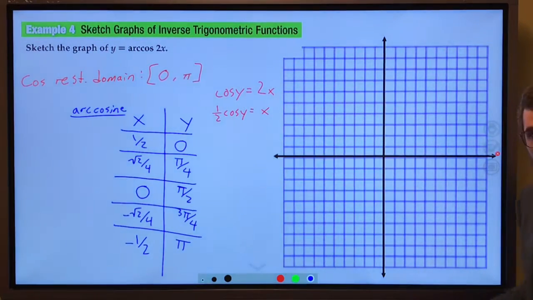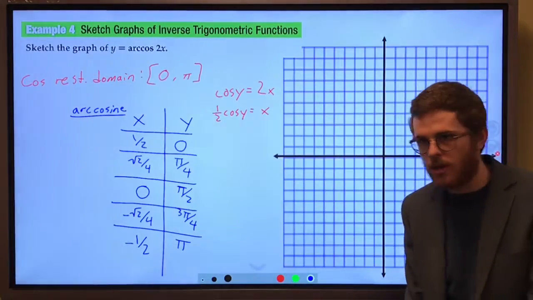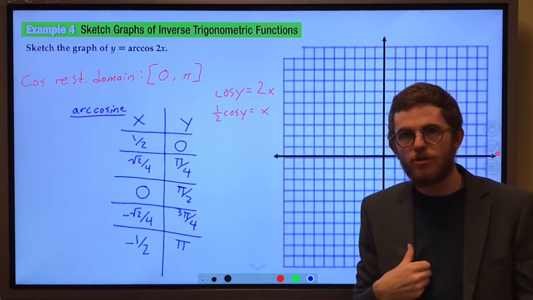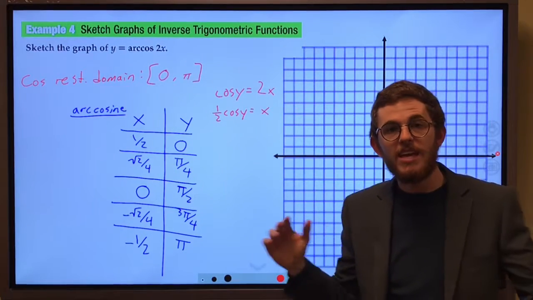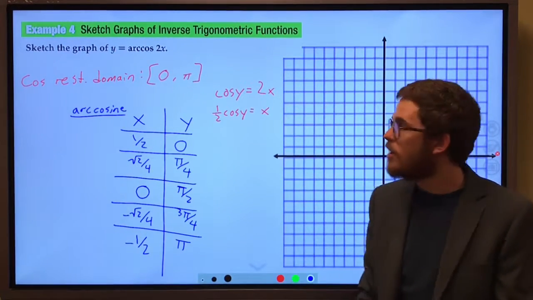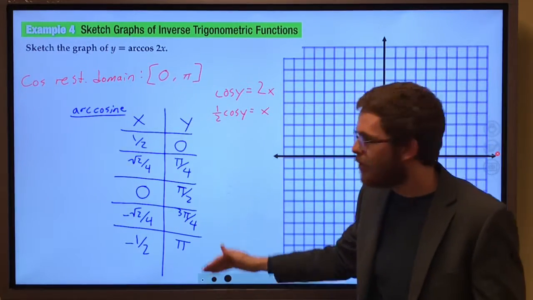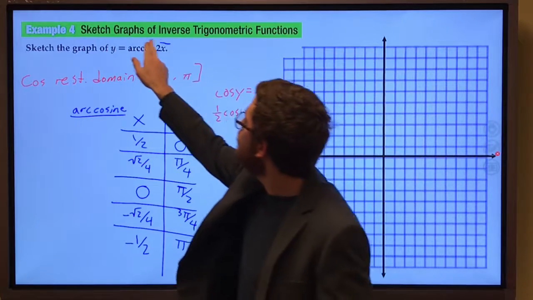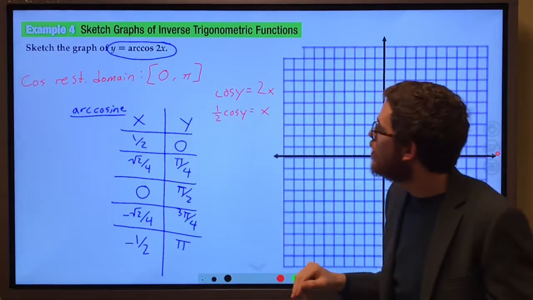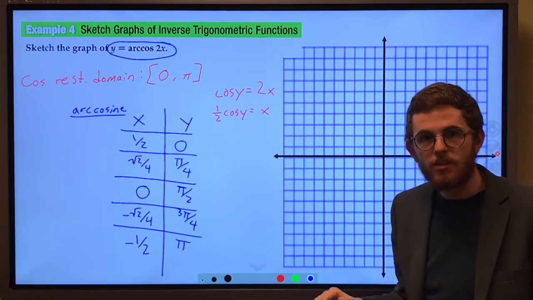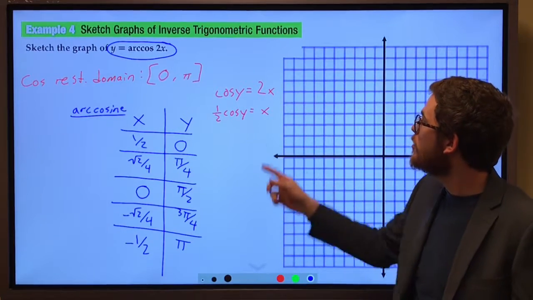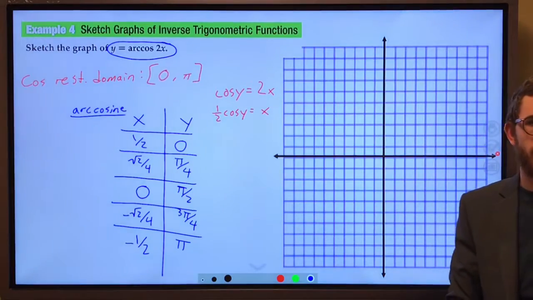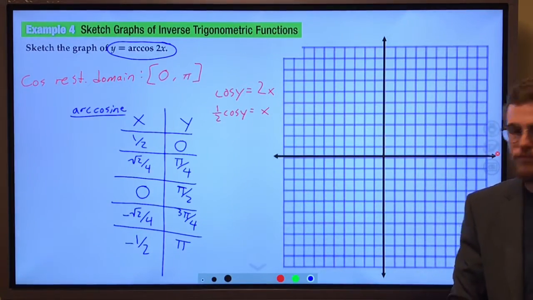Now I need to graph this, but first let's just reflect on what we've done. I remembered my cosine's restricted domain, and because I'm finding the inverse of cosine, the domain is now the range. I solved that equation I was given at the beginning for x so I could plug in values for y and get out values for x. And that's where I'm at now.